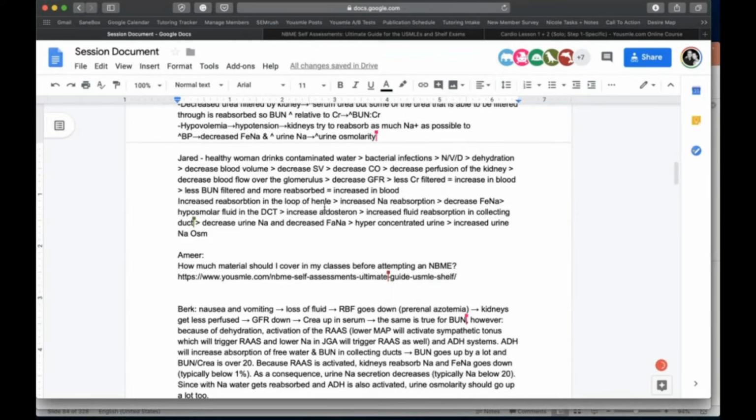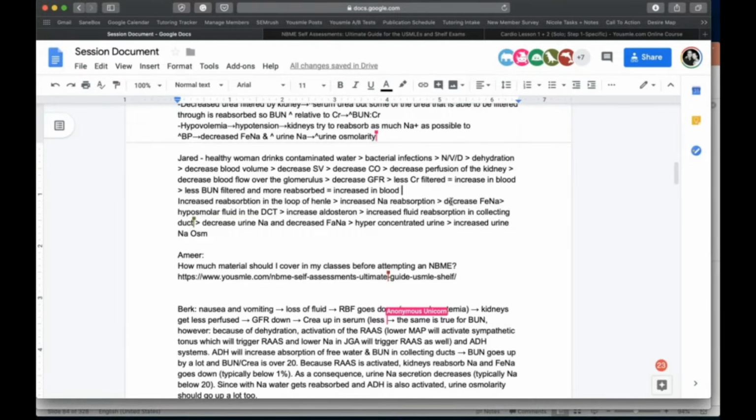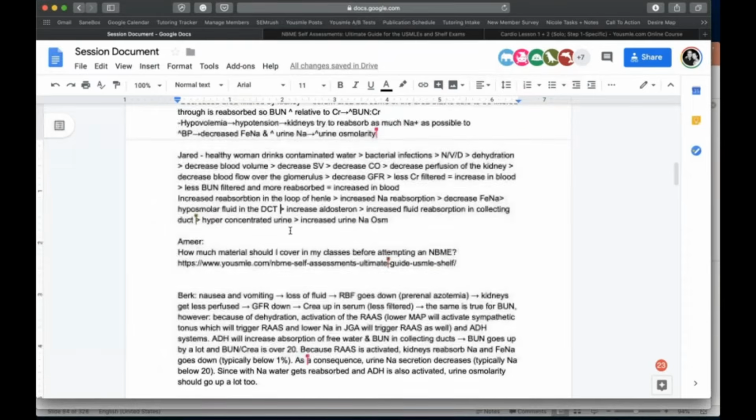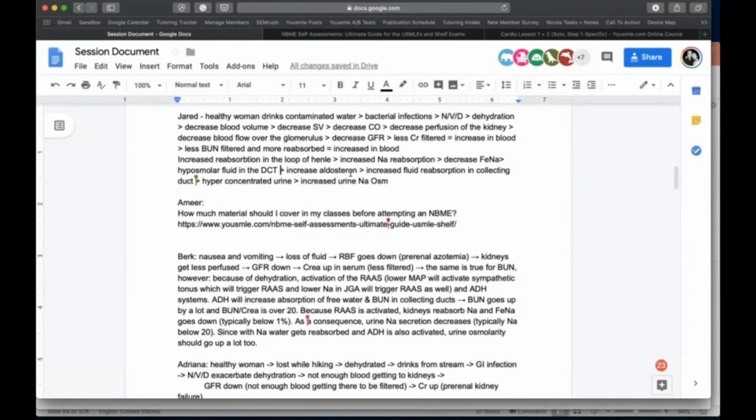So there's increased reabsorption in the loop of Henle, increased sodium reabsorption. Yeah. Good. Decreased FeNa. Good. Yeah, because you're increasing the sodium reabsorption, so less of your sodium is going to be lost. Remember, FeNa is just how much sodium is lost relative to how much is filtered. So of the stuff that's filtered, more of it's going to be reabsorbed, so your FeNa is going to go down. So hypoosmolar fluid in the distal tubule. That's okay. Always true. Increased aldosterone.